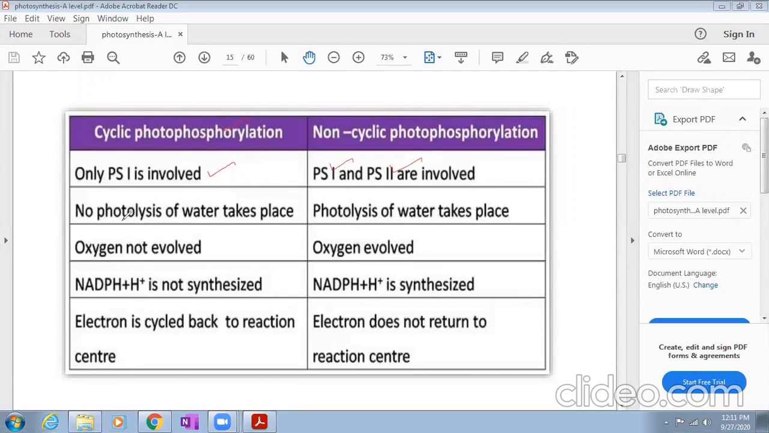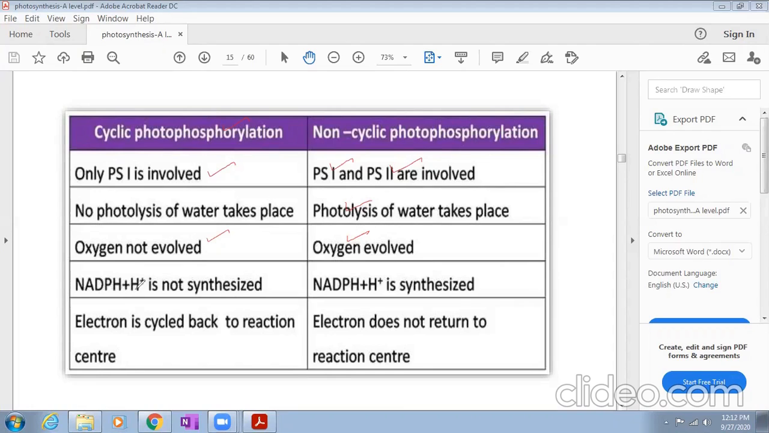In cyclic photophosphorylation, no photolysis of water happens because the electron comes back toward photosystem 1. While in non-cyclic, photolysis of water takes place. In cyclic photophosphorylation, oxygen is not evolved, while in non-cyclic, oxygen is evolved because of the photolysis of water.